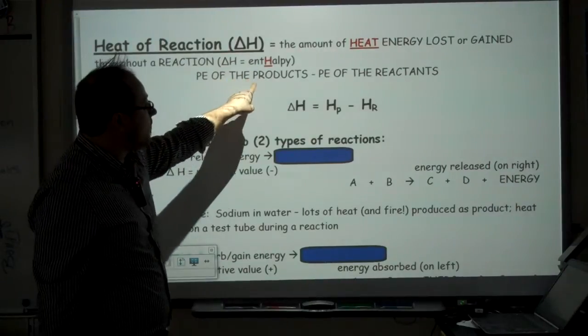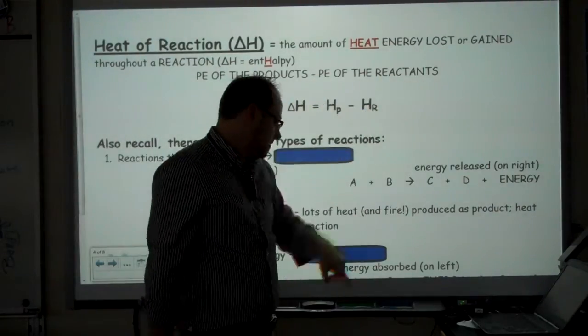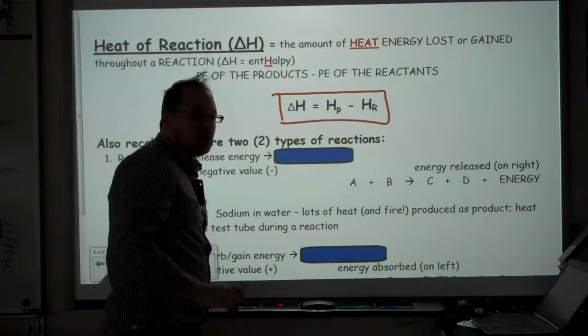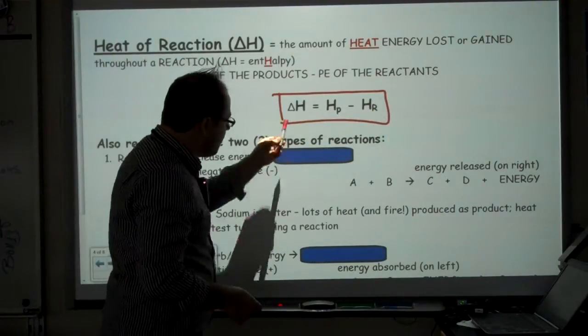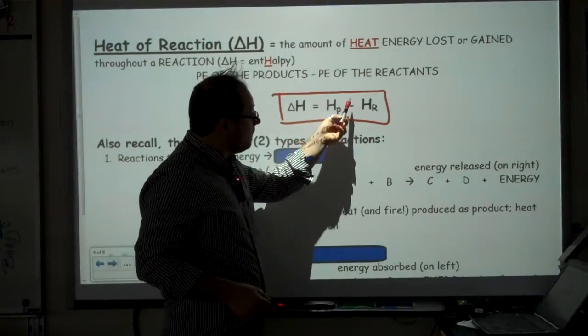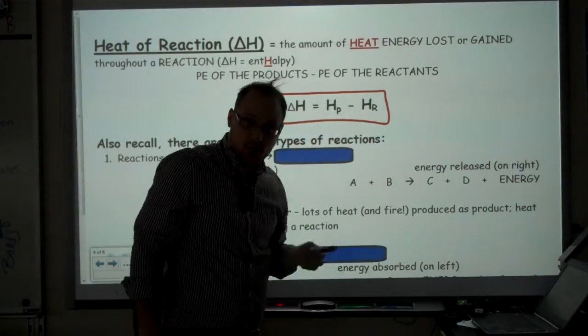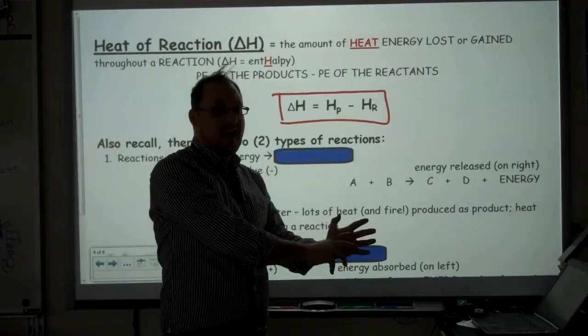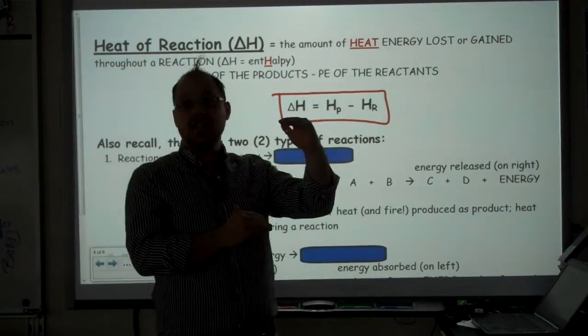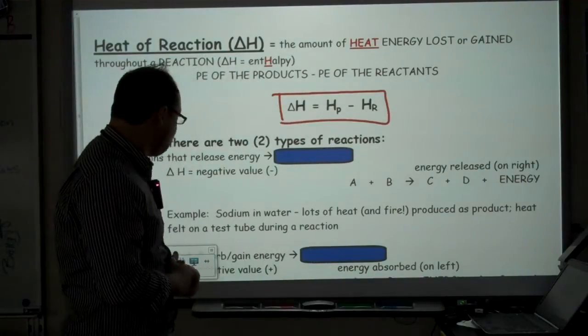The potential energy of the products minus the potential energy of the reactant. So here's a good equation that you will not find on Table T. So you got to kind of memorize this one. Delta H is the heat of the product portion of the equation minus the heat of the reactants portion of the equation. So how much heat the products have, you take away the heat that the reactants had, and you find how much the heat changed by.